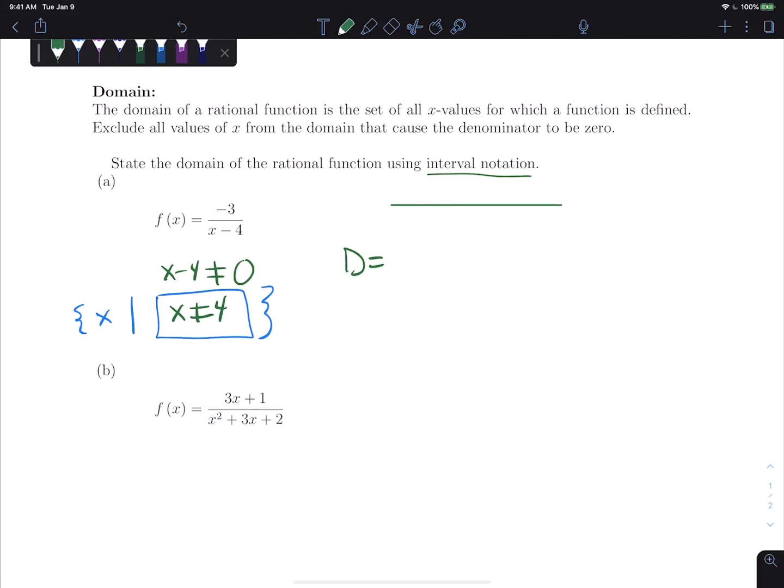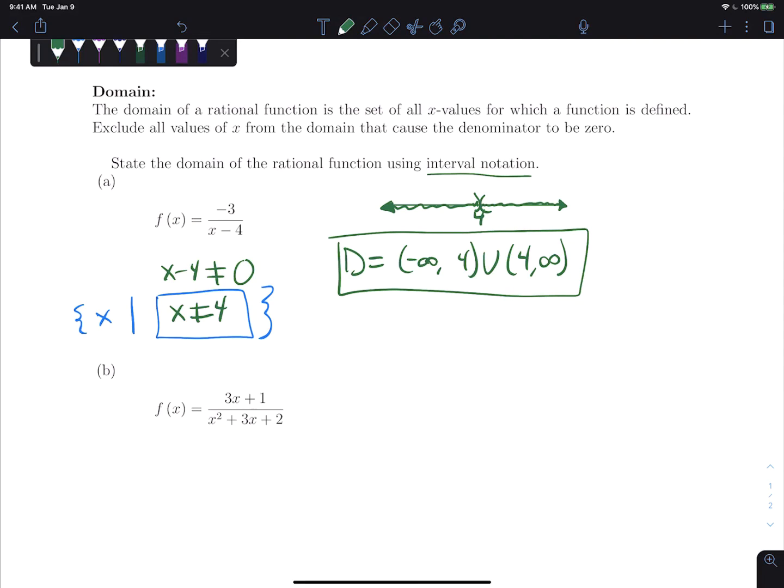Notice that if we were to do this on the number line, we would say everything except for 4, so it's everything to the left of 4, excluding the 4, and it's everything to the right of 4, again excluding 4. So the domain would be negative infinity to 4, excluding 4, union 4 to infinity. And there you go. That would be the domain of f of x equals negative 3 divided by x minus 4.